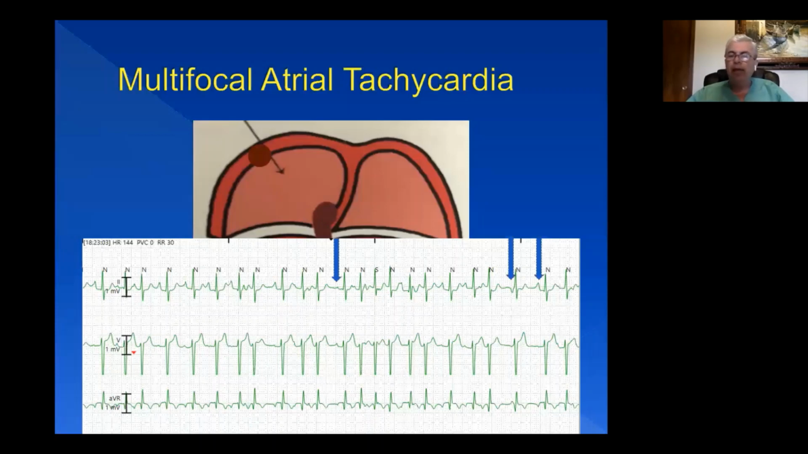What do we do about that? Unfortunately, this is another rhythm that is secondary to an underlying problem, usually lung disease, severe lung disease. And this is a different treatment than atrial fibrillation. We don't have specific ablation. We don't need to anticoagulate. And that's why it's important to know and consider the possibility of multifocal atrial tachycardia anytime you think somebody has atrial fibrillation.